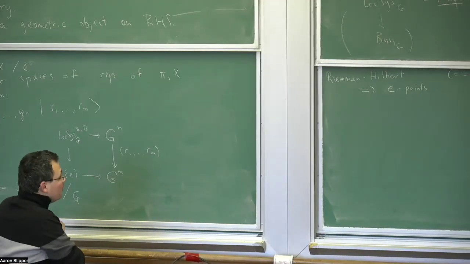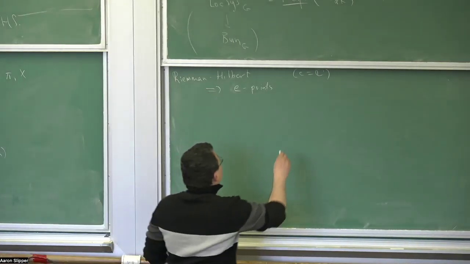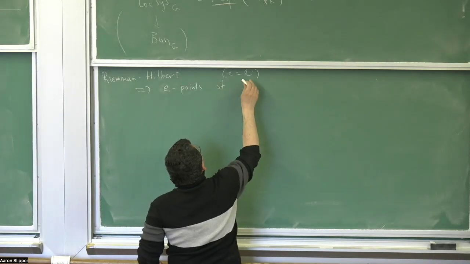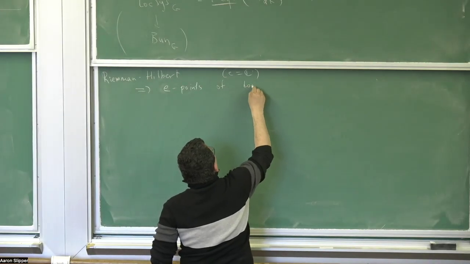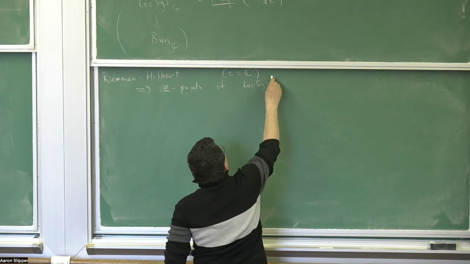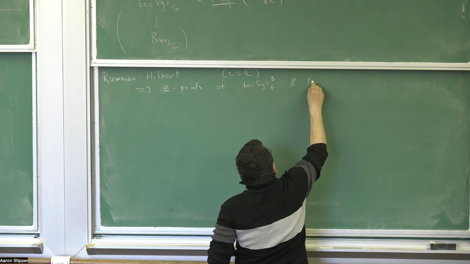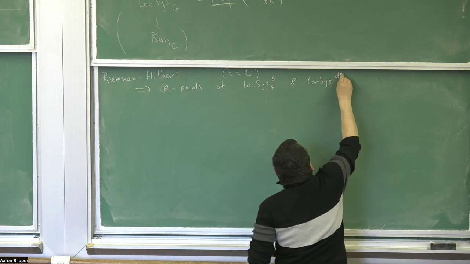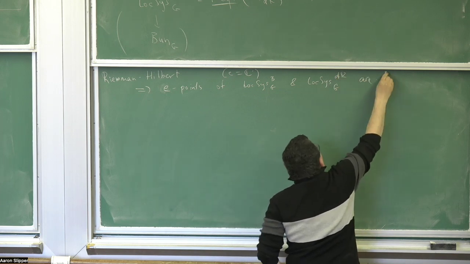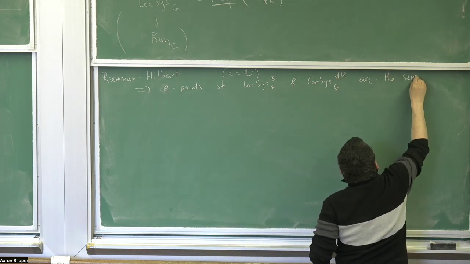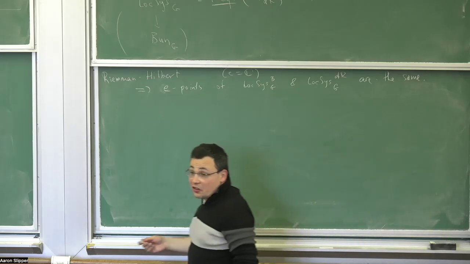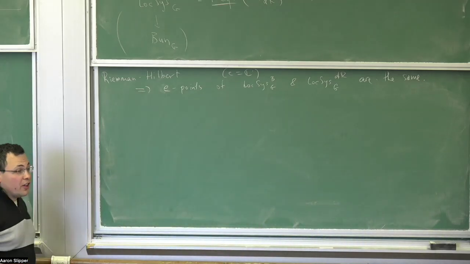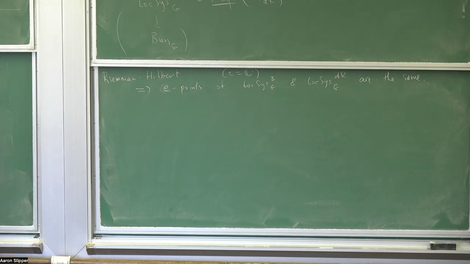So the E points of the two things are the same. But this identification is very transcendental. It's not at all algebraic. These are very different as algebraic stacks. For instance, you can see that by taking X to be an elliptic curve and G to be equal to GL1.